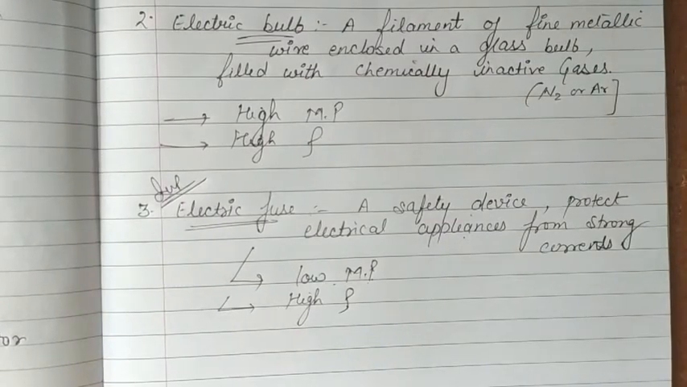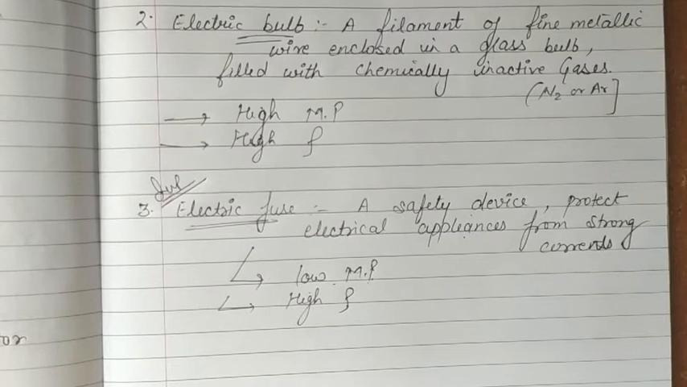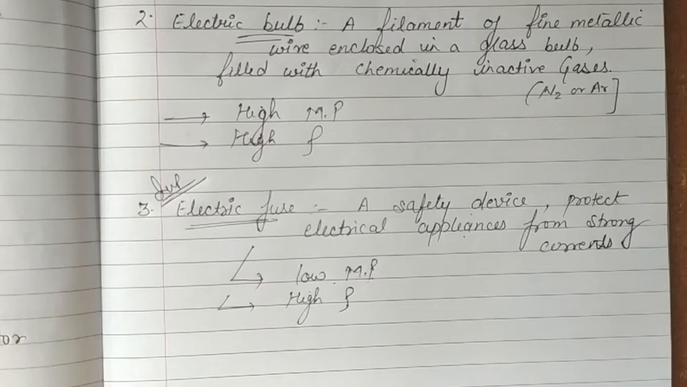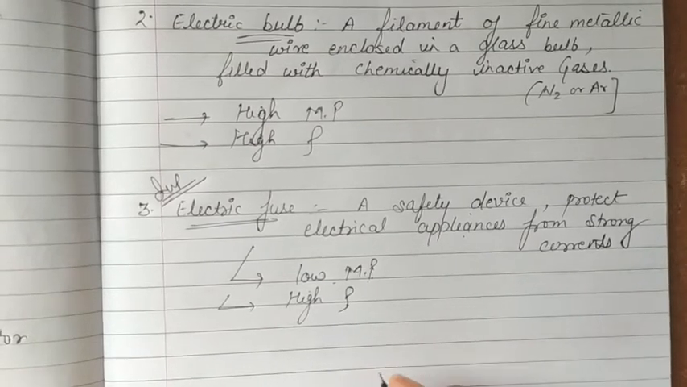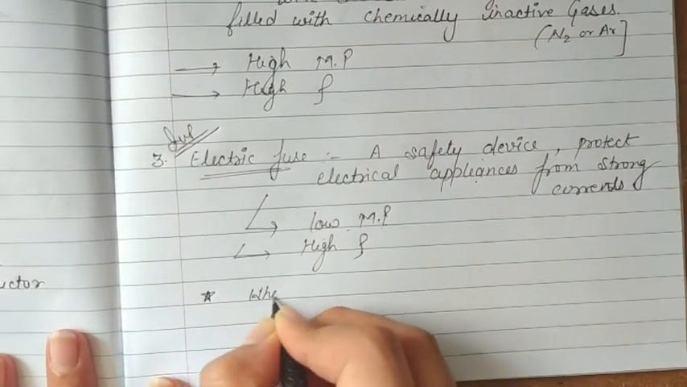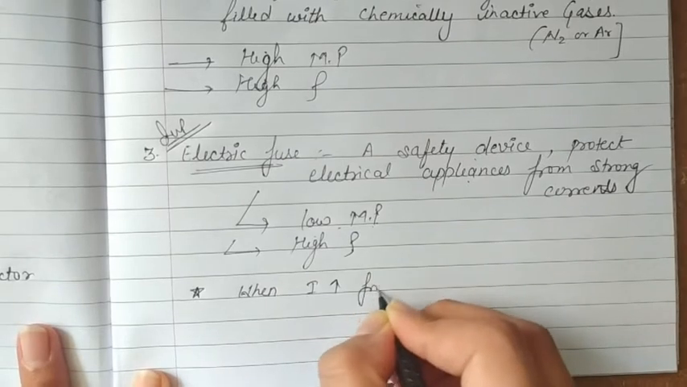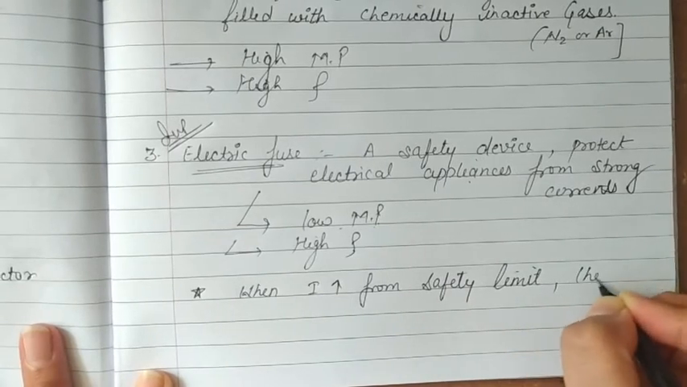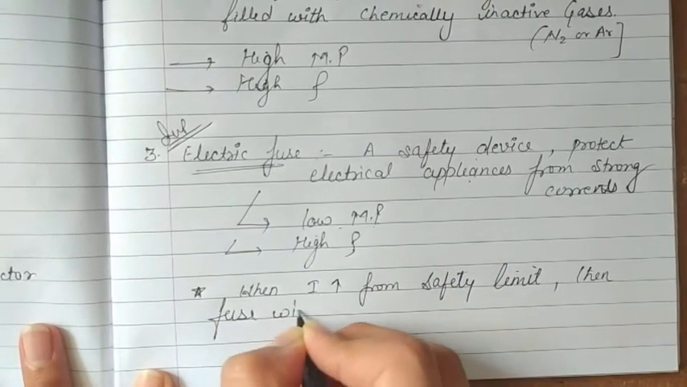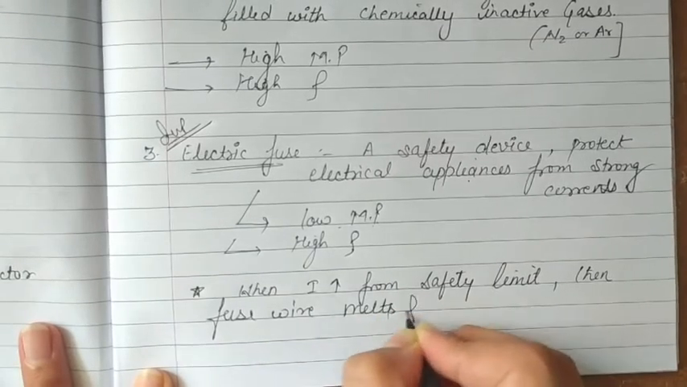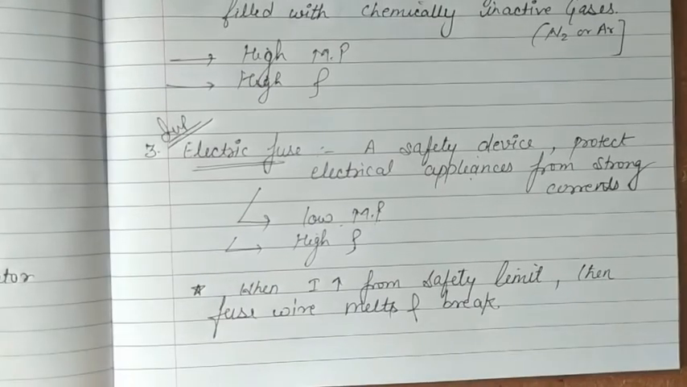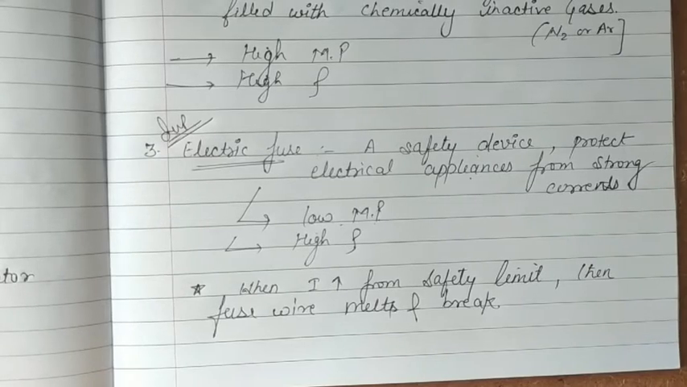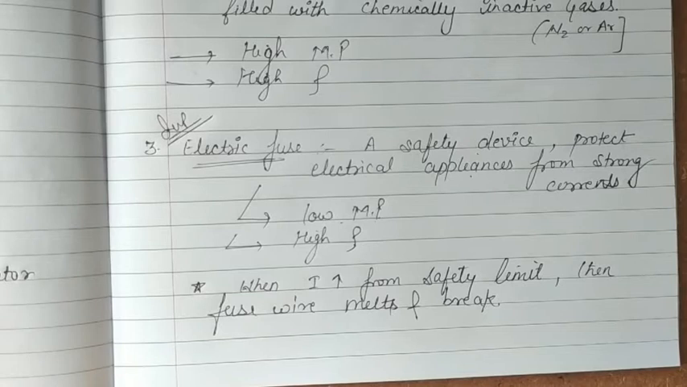So we design the fuse depending on how much current we want to allow, what the safety limit is. So when the current increases beyond the safety limit, the fuse wire melts and breaks. So how does it work? When current increases from the safety limit, the fuse wire melts and breaks, and because of the break, the current flowing there stops, and whatever further damage was going to happen is saved. We can save the electrical appliance from damage, right?